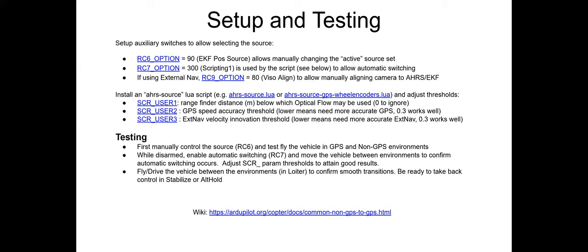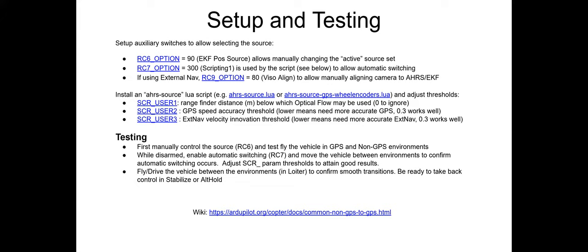The ahrssource GPS wheel encoders is, of course, for vehicles with GPS and wheel encoders, like the Rover I showed in the first video. The ahrssource.lua script was actually for the multicopter, and that's for use with GPS, external nav, i.e. T265, and optical flow, those three sources.